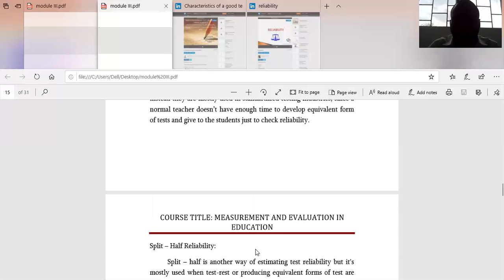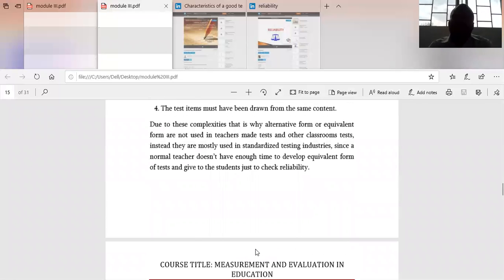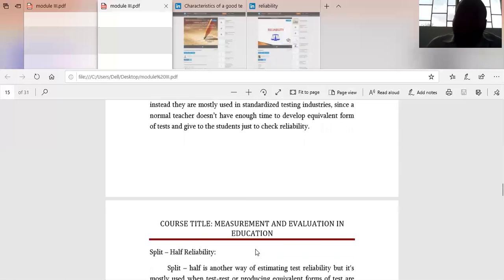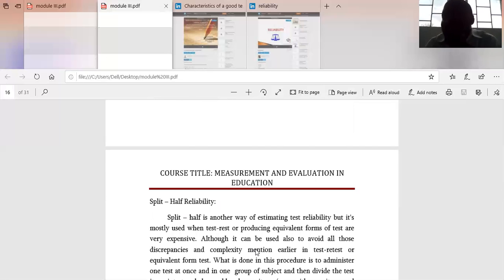So that's one of the challenges. Based on that challenge, we now come to the suggestion of the third type of calculating reliability, which we call split-half reliability. In test-retest reliability, as you have seen, you are using the same test, but it is administered twice to the same students under the same conditions.